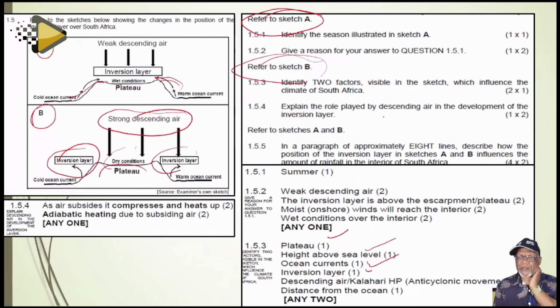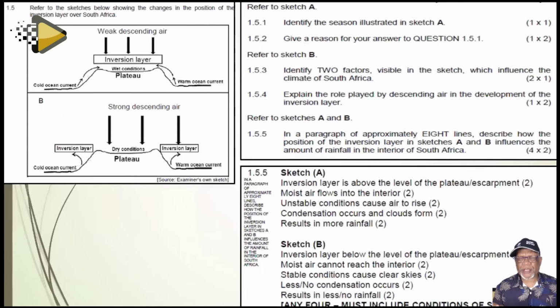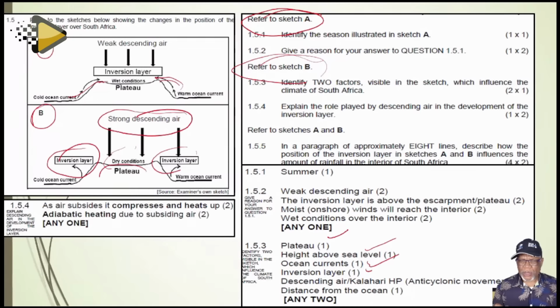Explain the role played by descending air in the development of the inversion layer. What role is played by descending air in the inversion layer? As air subsides, it compresses and heats up. Subsiding air compresses and heats up, that is adiabatic heating due to subsiding air. Now let's look at 1.5.5.